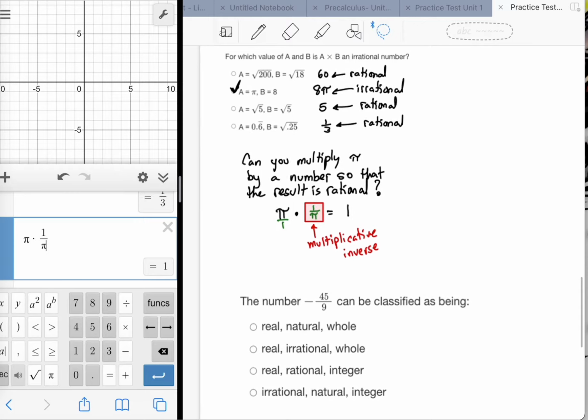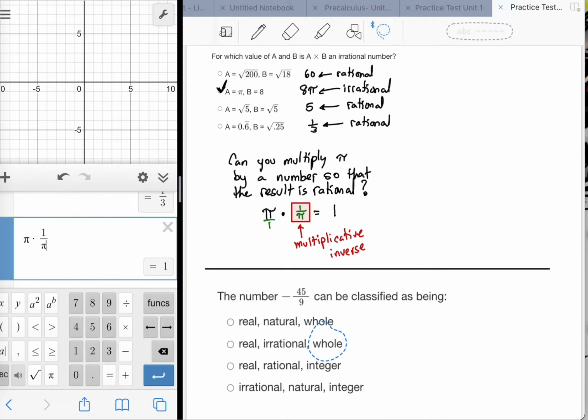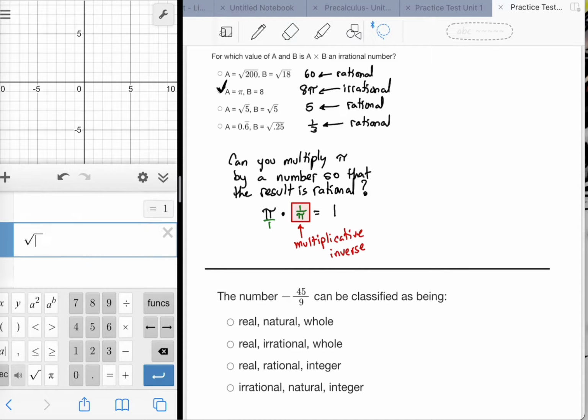All right, the next one, negative 45 over 9, I should say, can be classified as what? Well, it's definitely real. If you don't remember what a real number is, just think it's not imaginary. Imaginary is negative under a radical. So if I have a radical with a minus sign underneath it, like radical negative 3, that's imaginary. That's not real. Everything else is real.